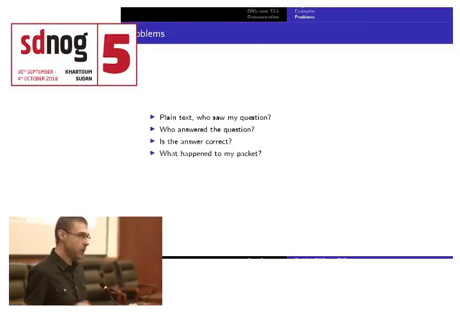Now, the problem with this is that you don't know who actually saw your question. As Sarah said, the traffic can be intercepted by anyone listening. You're also not sure who answered your question, since DNS is usually run over UDP, so the reply can be spoofed. You don't know whether the answer is actually correct, so you don't know if it has been tampered with. And basically you don't know at all what happened to your packet.